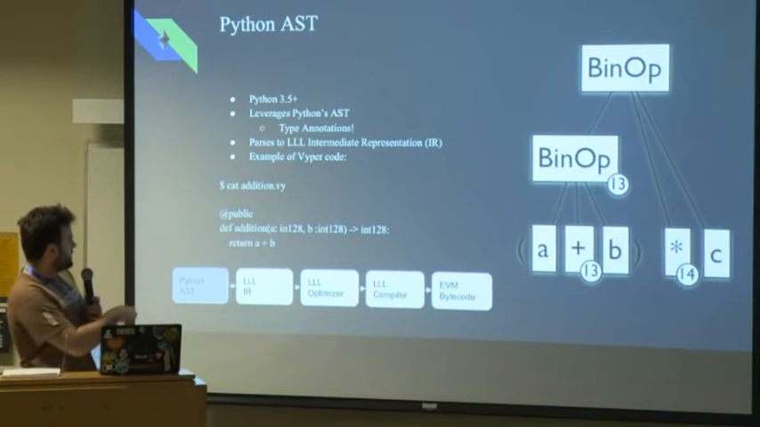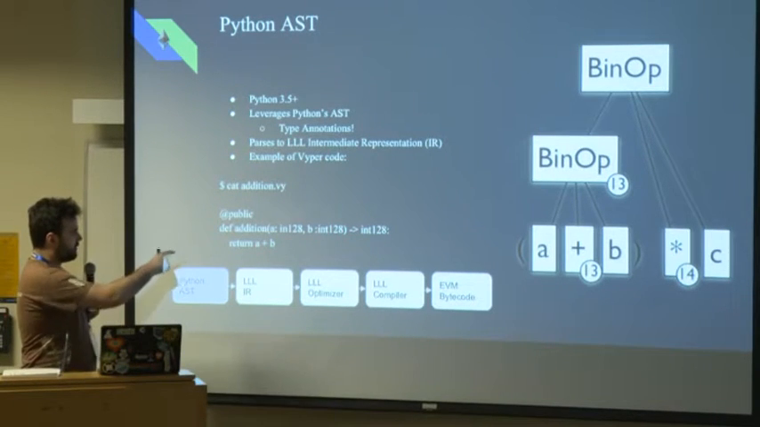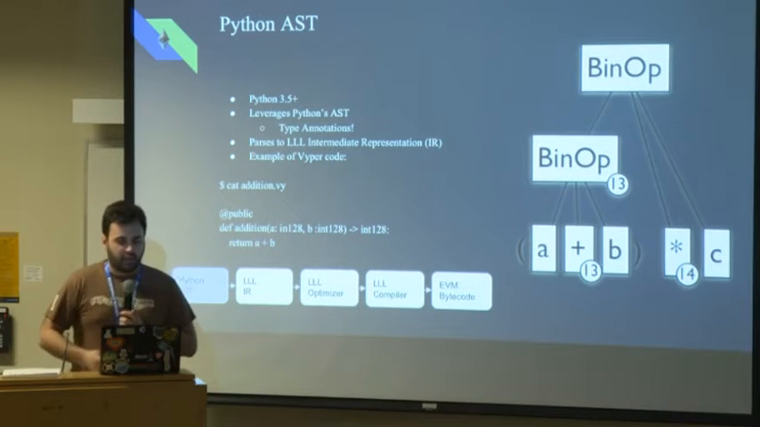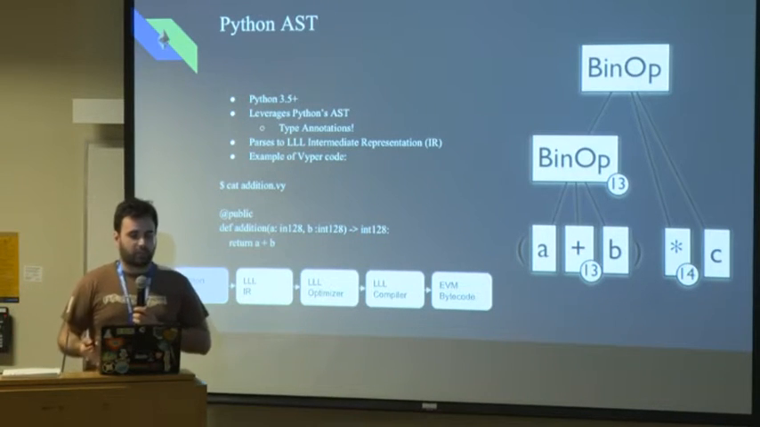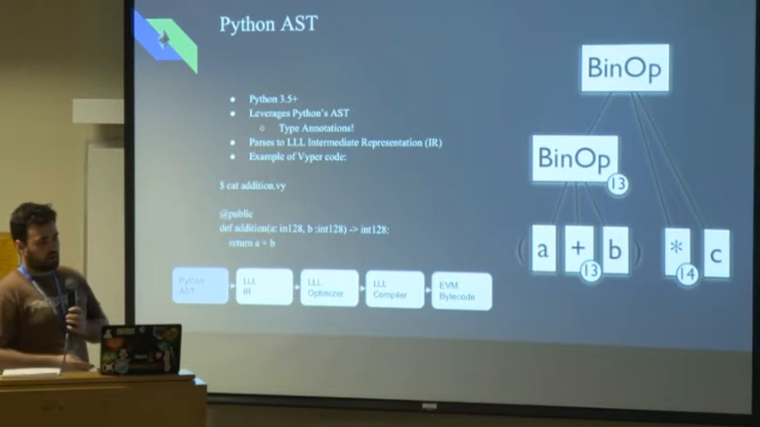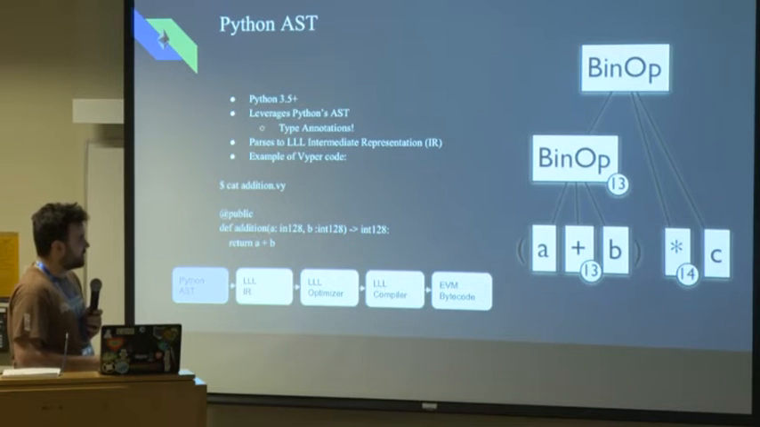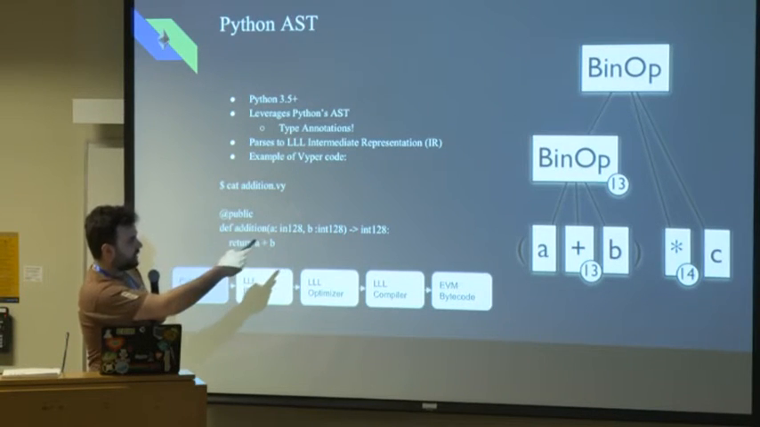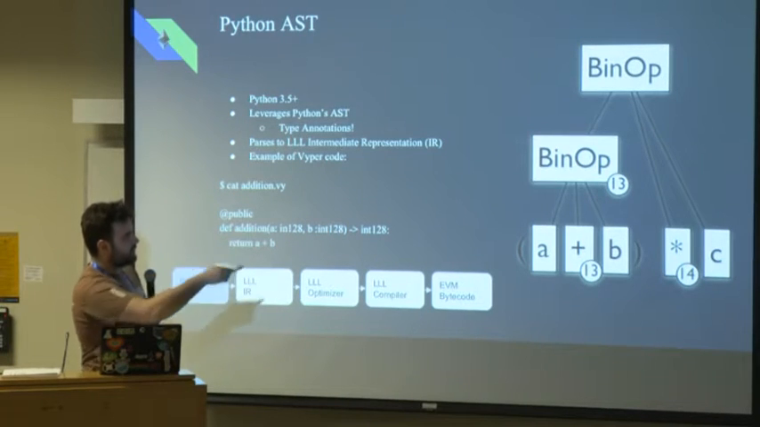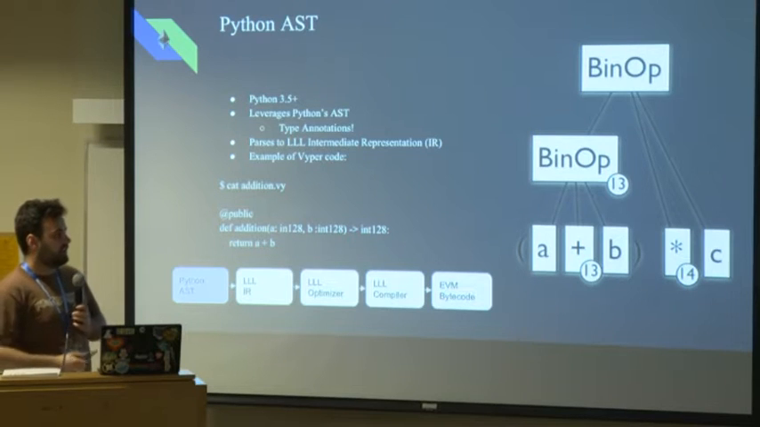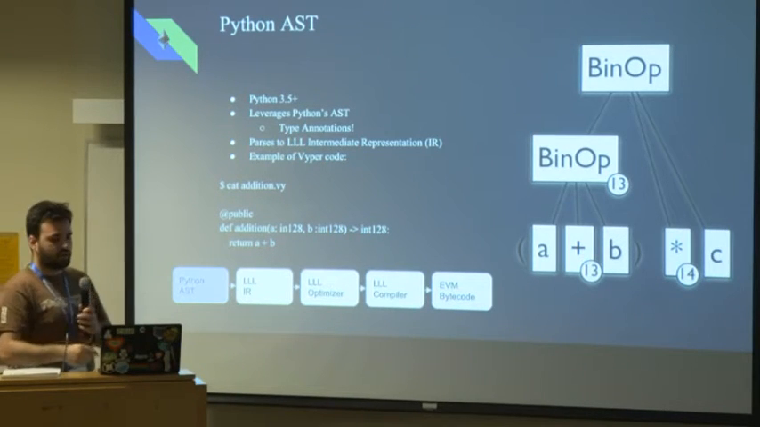Here's the example we're going to be using today, just a little short thing that allows you to add two integers together. And so the first step of the process is to parse the AST from Python into our triple L intermediate representation for the next stage. An AST, if you're not familiar, looks kind of like this thing on the right. It's basically a tree that goes down all the different operators and creates a hierarchy of how things look.